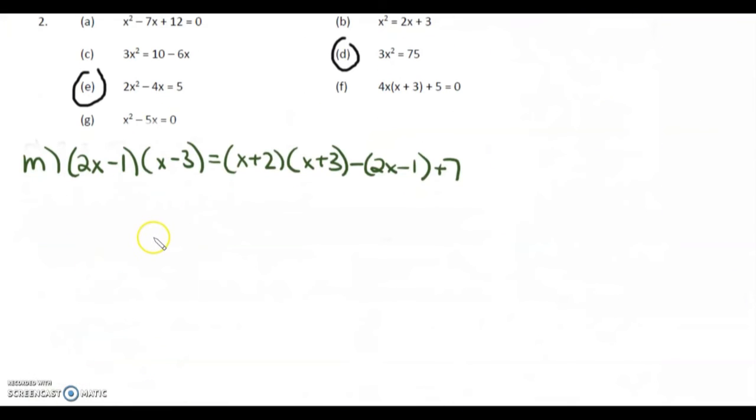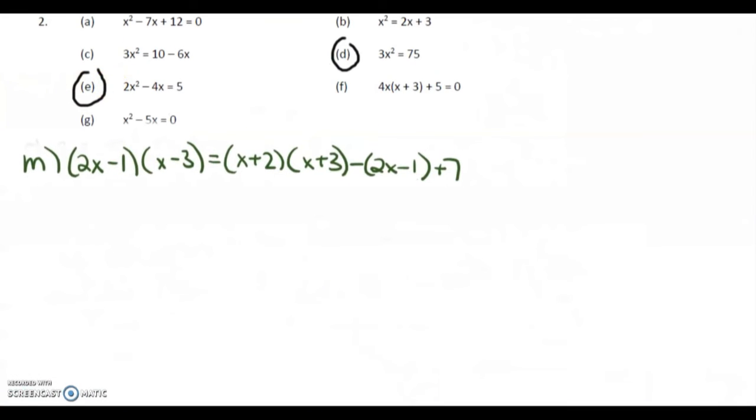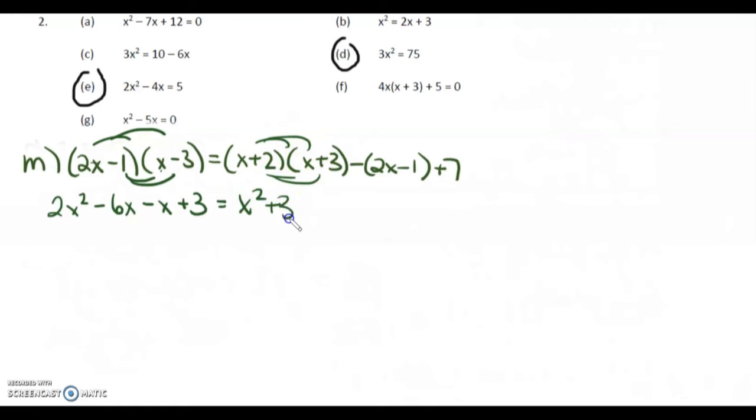Okay, so I rewrote m down here. What we want to do is we first want to expand it, okay? So we're going to expand these and these. So we get 2x squared minus 6x minus x plus 3. Okay, bring down the equal sign. We're going to FOIL these. We get x squared plus 3x plus 2x plus 6. We're going to expand this negative sign into the bracket. And then just bring down the plus 7.